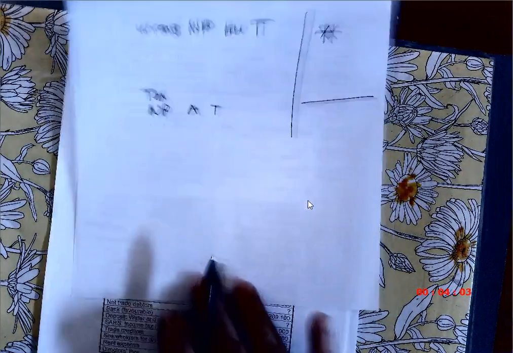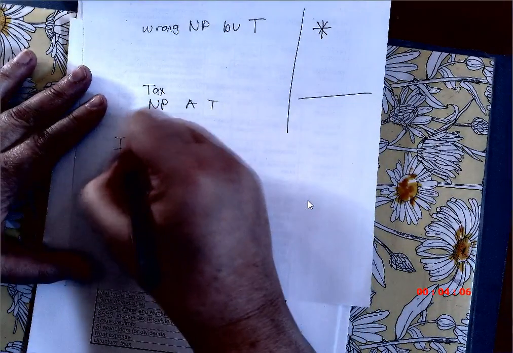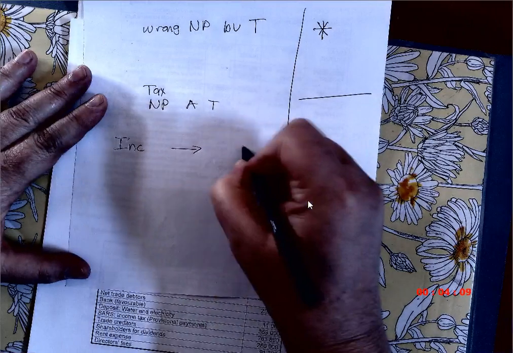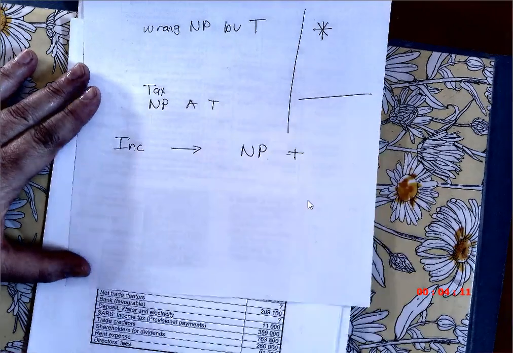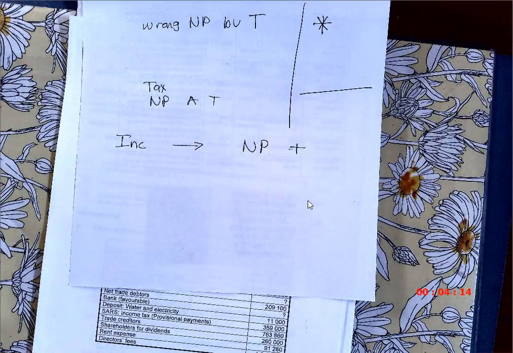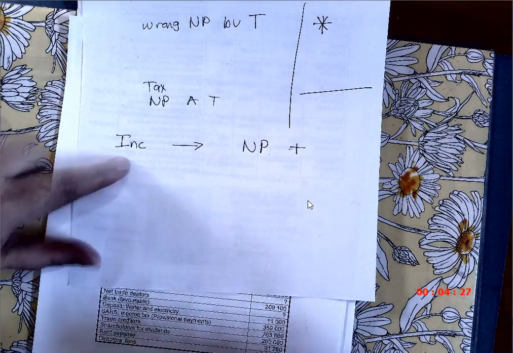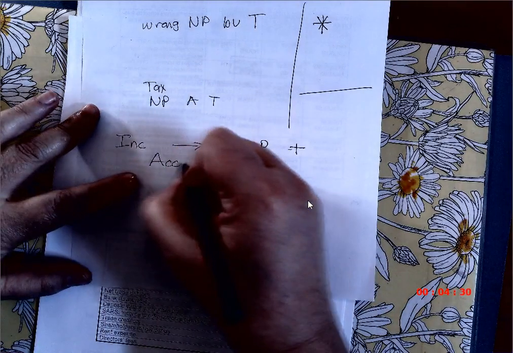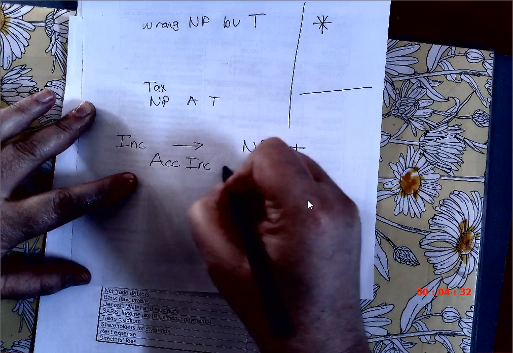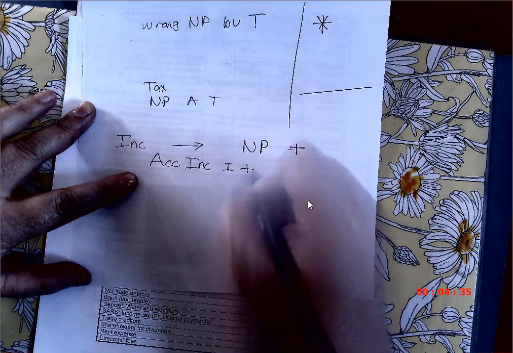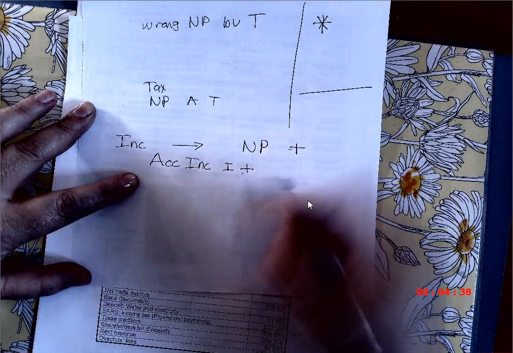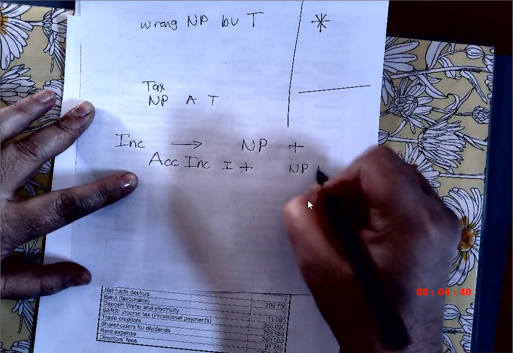So the first thing I need to remember is that my income leads my net profit to increase. So anything that makes my income more will make my net profit more. And anything that makes my income less will make my net profit less. So now let's quickly think about my adjustments. Accrued income makes my income more. And because it makes my income more, it will make my net profit more.